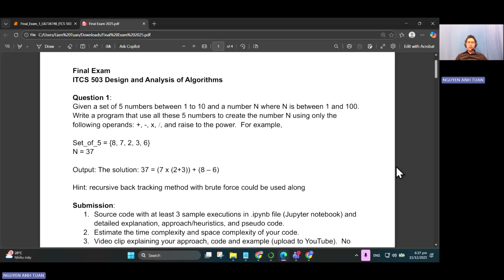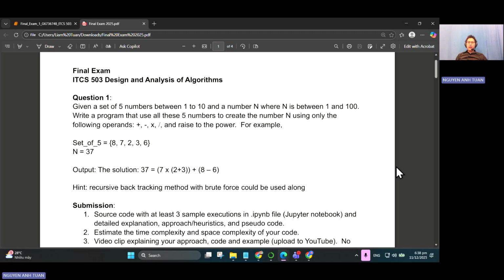And in this video, I will present my solution for question 1 of the exam. The task is to write a program that, given 5 numbers and a target number n, tries to build an expression using all 5 numbers exactly once, and the operators plus, subtraction, multiplication, division, and exponentiation, so that the expression evaluates to n.